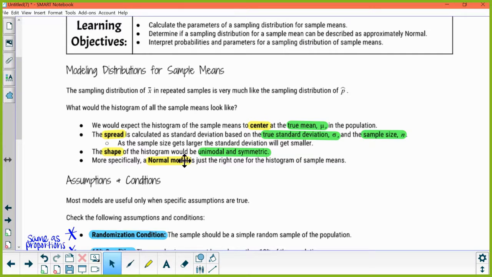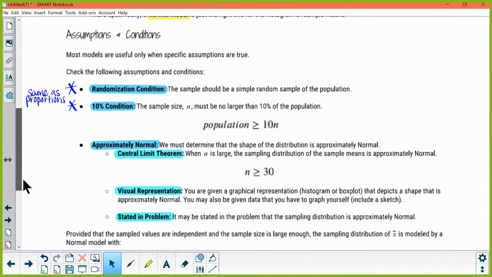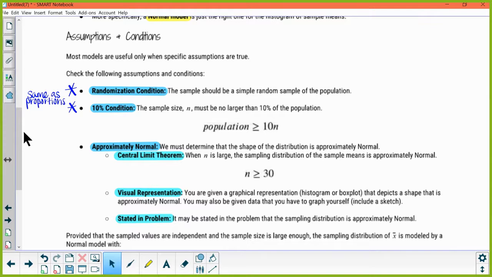The way we do that is we check conditions. So what's nice about this is it shares two conditions with our sample proportions. So it shares the randomization and the 10% condition. Random, you want to make sure your sample was selected randomly. And 10% condition is you just want to make sure your sample size is no larger than 10% of the population. Remember, when we get over 10%, we tend to introduce bias into our sample, and that is what we want to avoid above all things. We want to make sure our sample is representative and not biased towards one group over another.